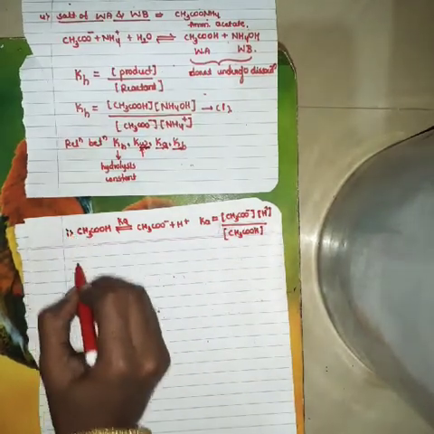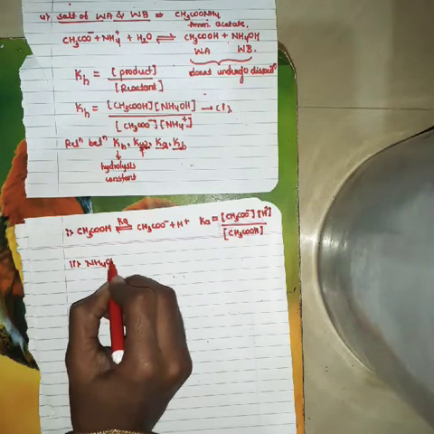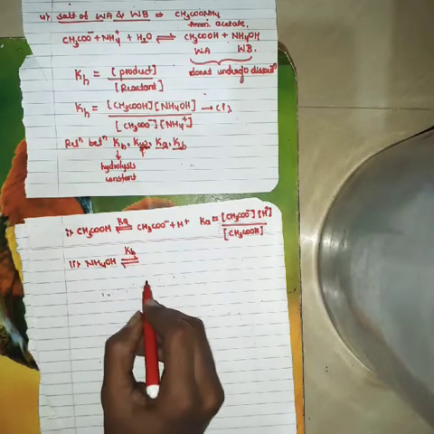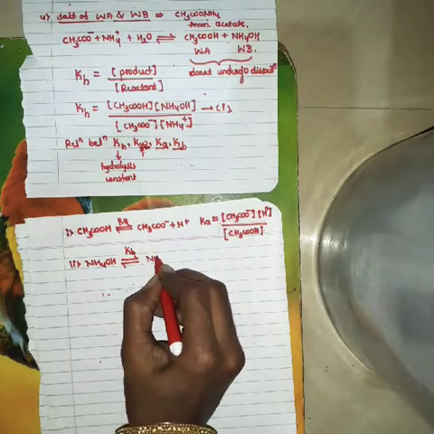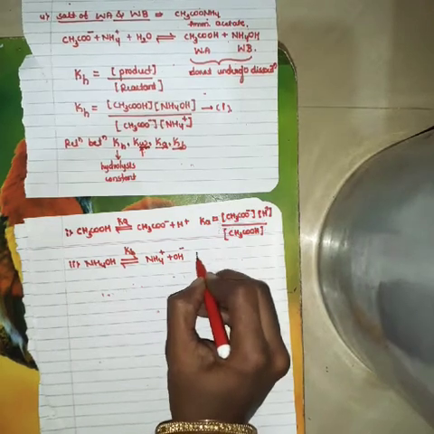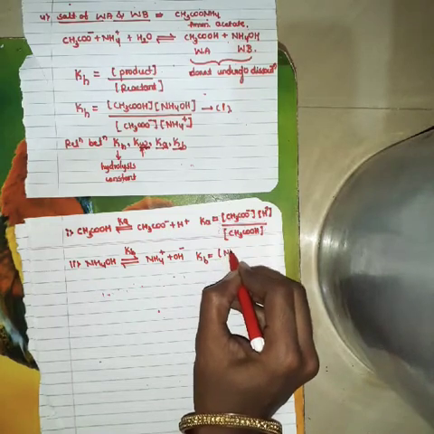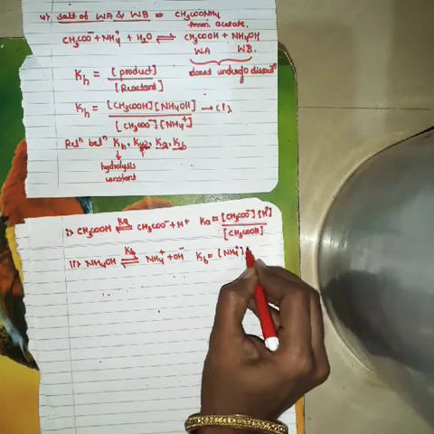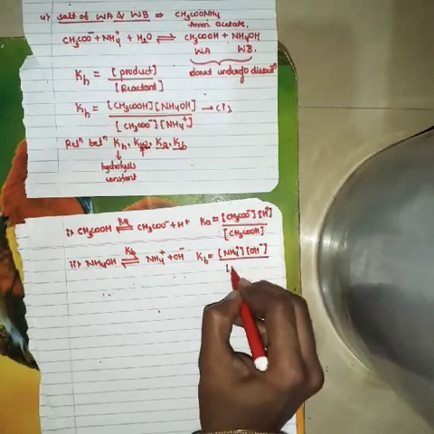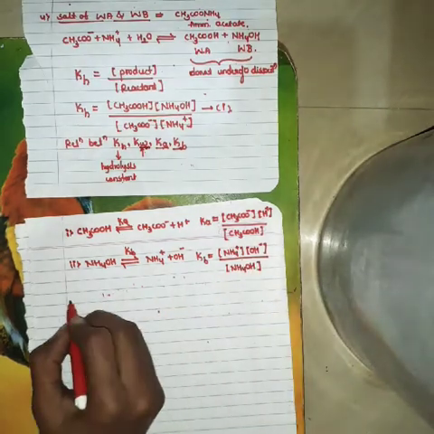Consider the second equilibrium reaction, that is NH4OH. NH4OH undergoes dissociation, which is called the dissociation constant of base, giving NH4 plus and OH minus. Write down Kb, the dissociation constant of base, which is equal to the concentration of products divided by the concentration of reactant. This is the dissociation constant of base.